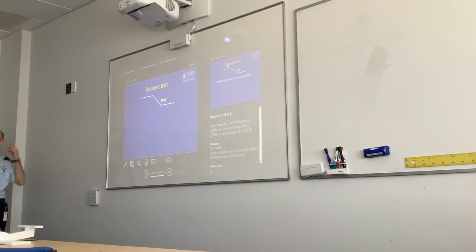How do we exit from the descent? This does require a little bit more detail. So we need to anticipate our level off. We typically start the level off procedure when we're about 10% of our rate of descent.